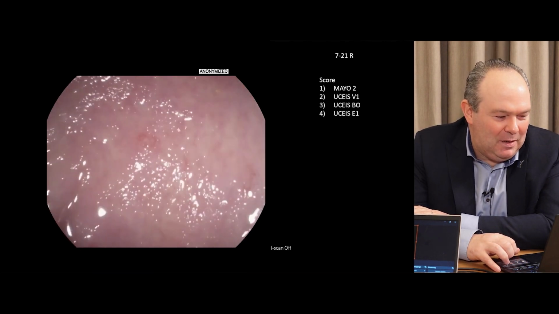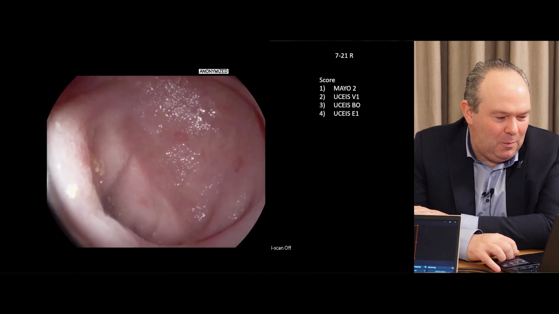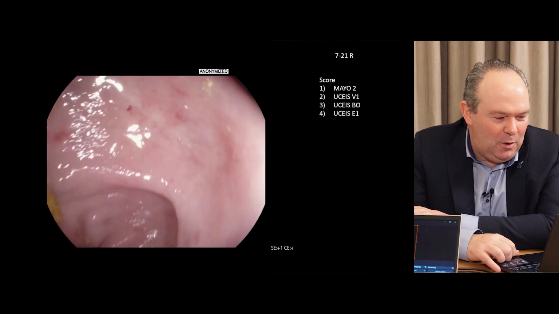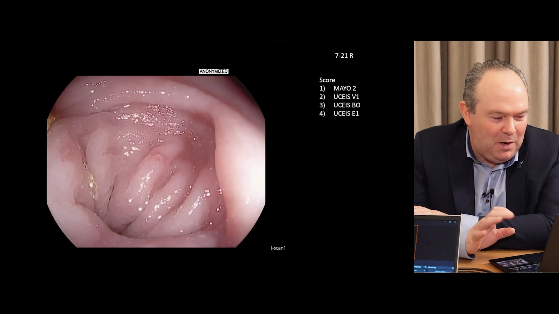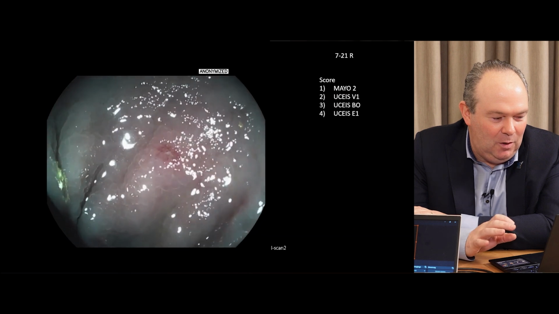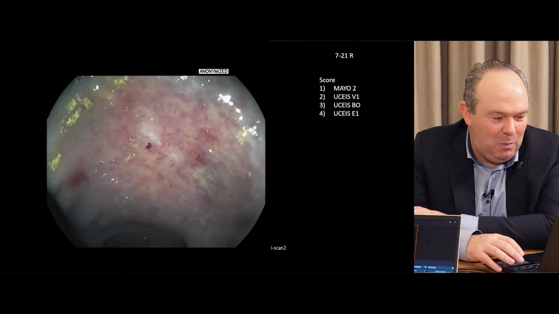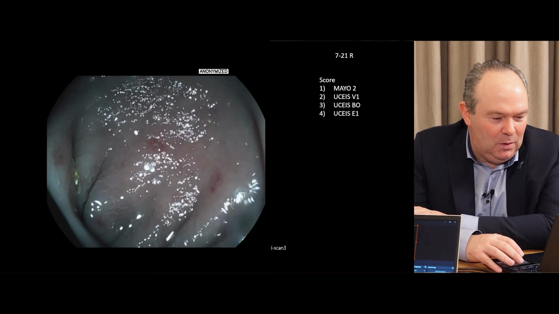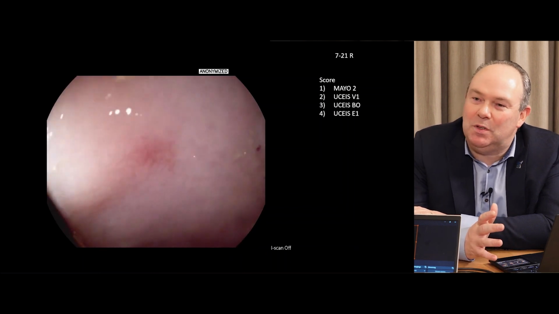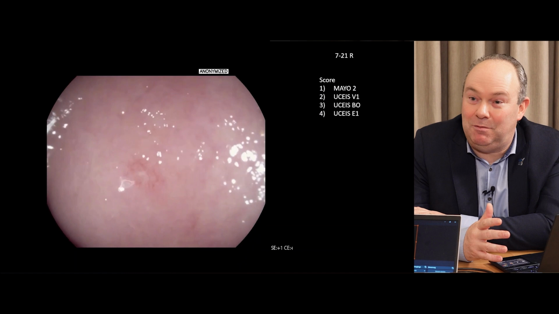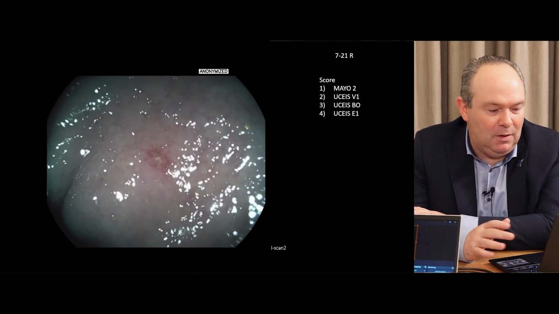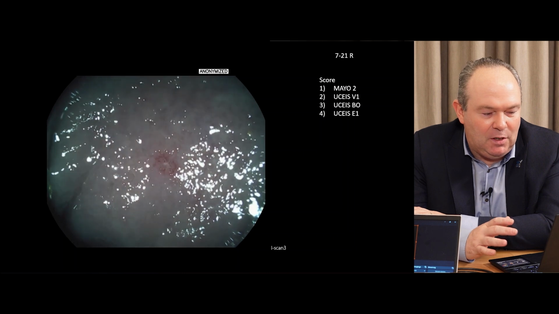Okay, so let's look at a couple of examples here from a quiz that we organized. So again, why do we call this Mayo 2? Remember, the minute you have erosions, then you're already at Mayo 2, right? Again, you can use here the virtual chromoendoscopy modes where they're more visible. But then again, the UCEIS reflects a little bit more the severity or the lesser severity of this particular patient. Because for Mayo, this is Mayo 2, so second level. But you can see that the vascularity is not totally obscured.